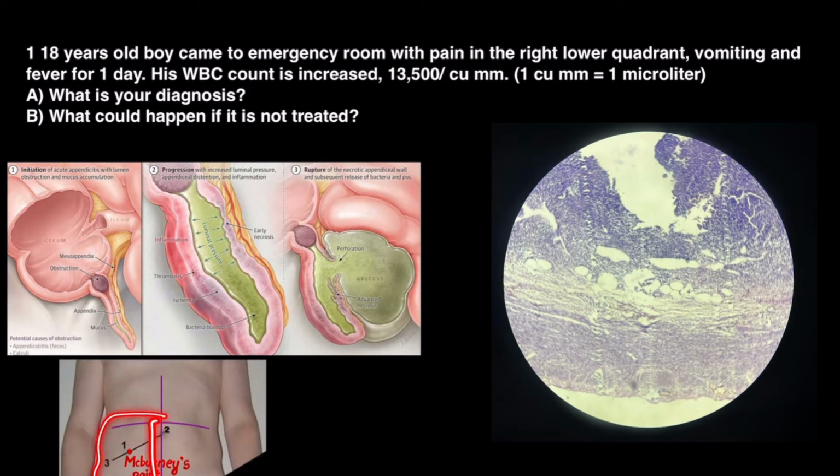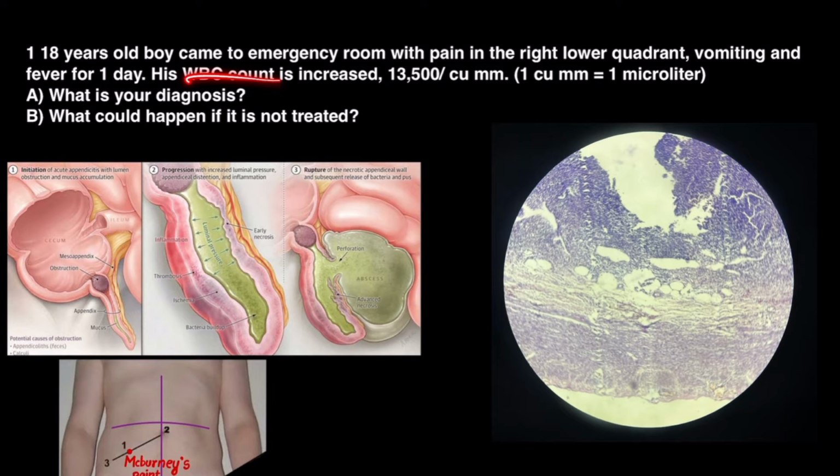Sometimes the pain might initiate firstly at the periumbilical region, and this pain then later shifts near the McBurney's point or within the right lower quadrant. So during appendicitis, the pain is in the right lower quadrant. Sometimes it can be in the periumbilical region, which then later shifts within the right lower quadrant or around the McBurney's point. Okay, that's for the pain.